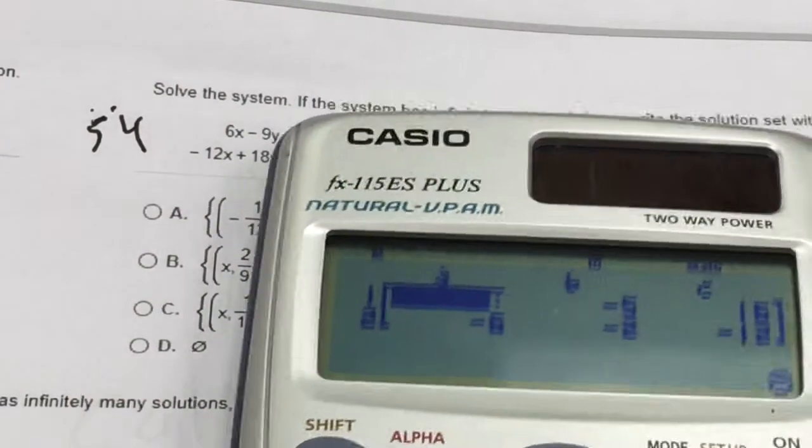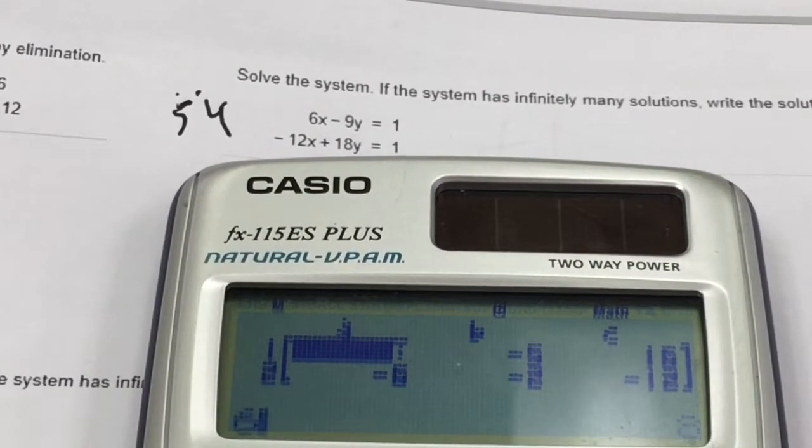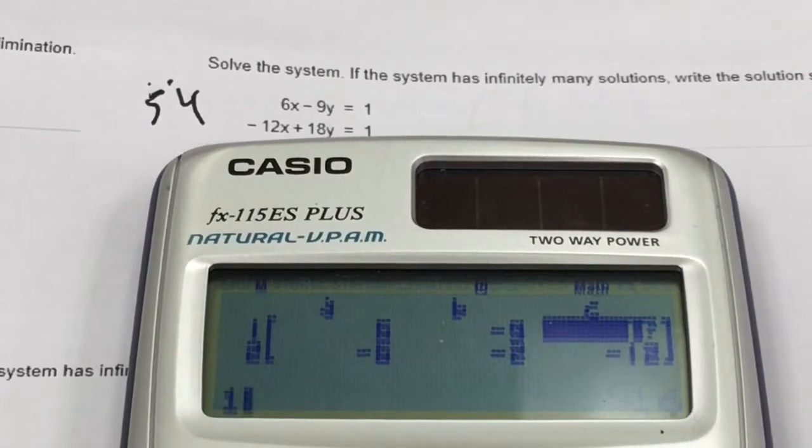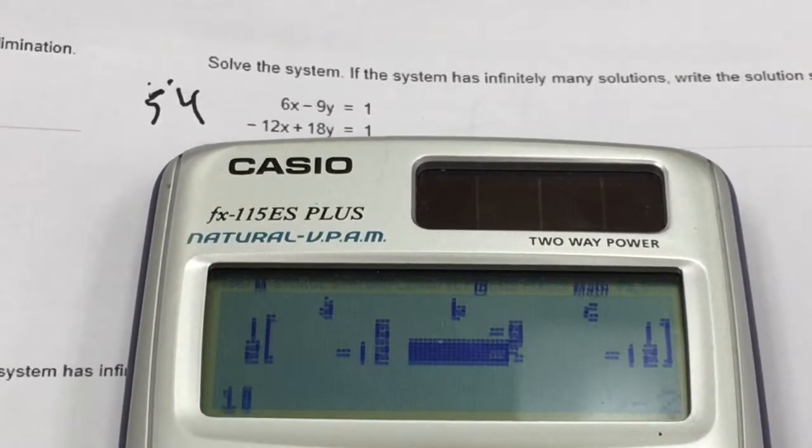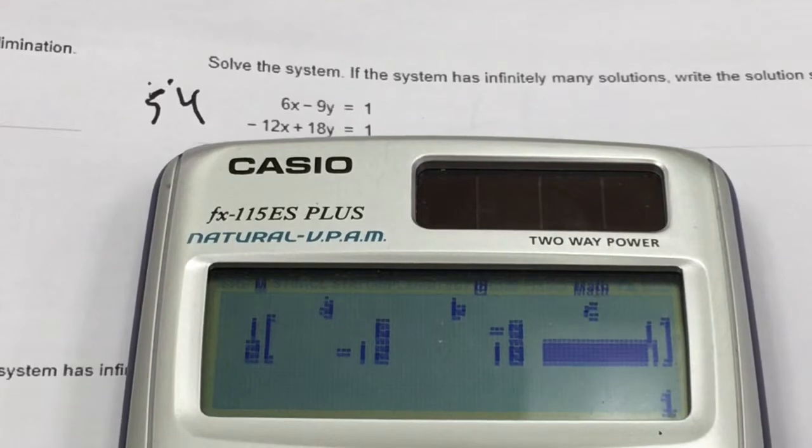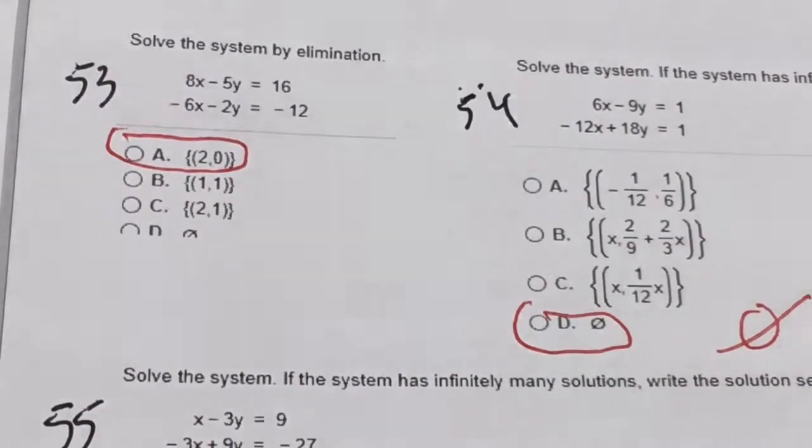I'm going to try 54 again. Mode 5, 1. I'm going to type in the leading coefficients. 6 equals, negative 9 equals, 1 equals, negative 12 equals, 18 equals, 1 equals. No solution. That's nice. I like when it's no solution. That's just going to be this weird symbol. It's basically the empty set.